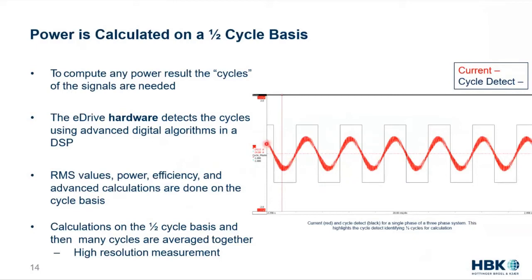In the red trace, we have phase A current. This is the AC current coming out of the inverter. This is making the motor spin. The higher the frequency, the higher the speed of rotation.